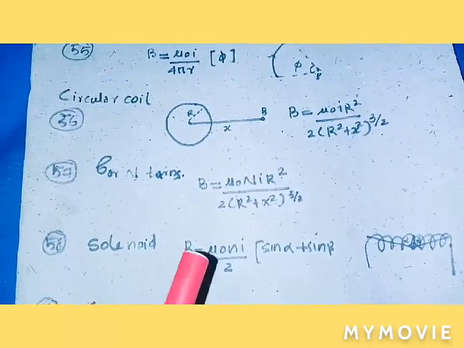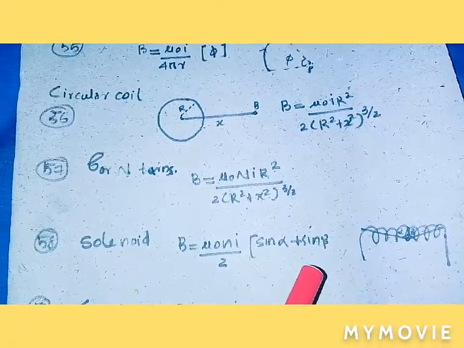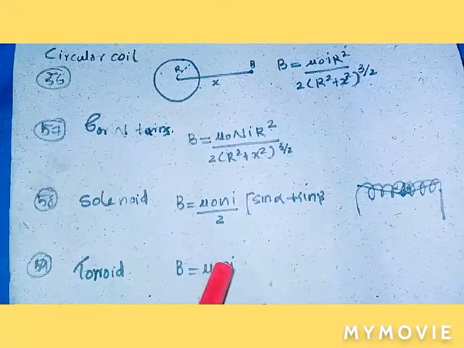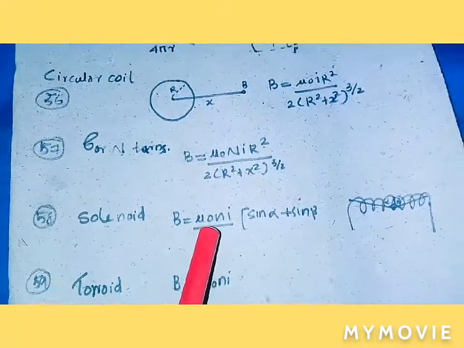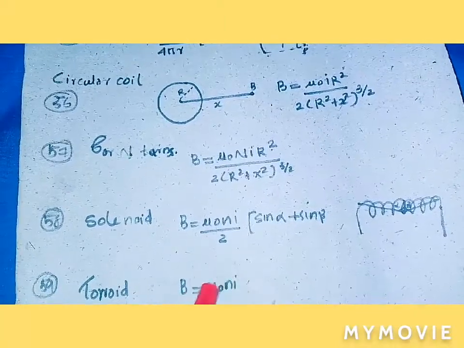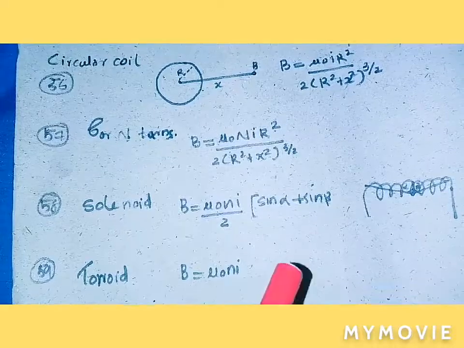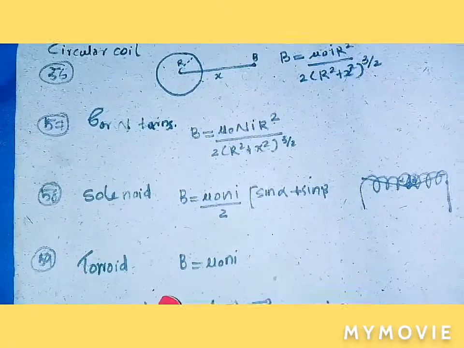For a solenoid, B is equal to mu 0 n I divided by 2 times (sin alpha plus sin beta). For a toroid, B is equal to mu 0 n I. For a solenoid, we know that n is equal to capital N by L, and for a toroid, n is equal to capital N by 2 pi r.